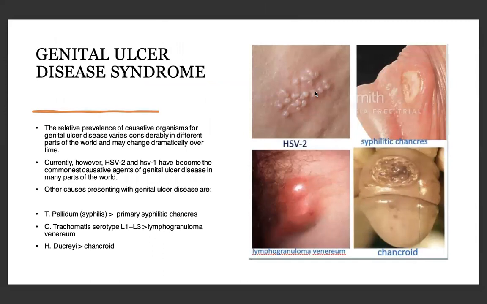Genital ulcer disease syndrome. The relative prevalence of positive organisms for genital ulcer disease varies considerably in different parts of the world and may change dramatically over time. Currently, however, HSV2 and HSV1 have become the commonest causative agents of genital ulcer disease in many parts of the world. Other causes presenting with genital ulcer disease are T. pallidum, syphilis, primary syphilitic chancre, C. trachomatis serotype L1 to L3, lymphogranuloma venereum, and H. ducreyi, chancroid.